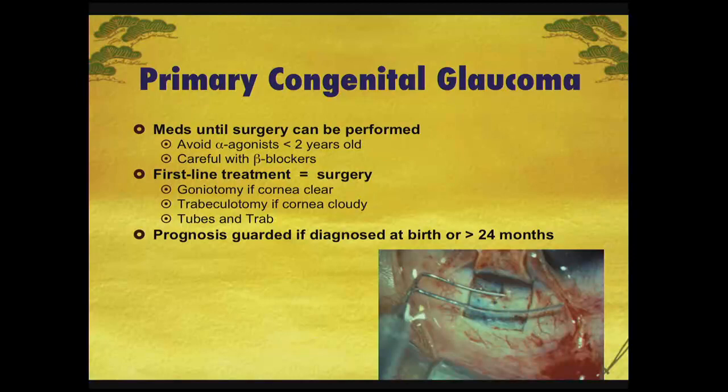The first line treatment, as I said, is surgery. If the cornea is clear, you can do goniotomy, where you enter through the cornea and make an incision internally. If the cornea is cloudy, then you have to use an external approach, which is called trabeculotomy, and tubes and trabs can also be used in children. The prognosis is worst for children who are diagnosed at birth, probably because their angle is so poorly developed that they're born with corneal edema and high pressures, or if they're diagnosed after 2 years of age. The reason for that is that it's going to be more insidious, and they probably have a lot of damage by the time they're diagnosed.